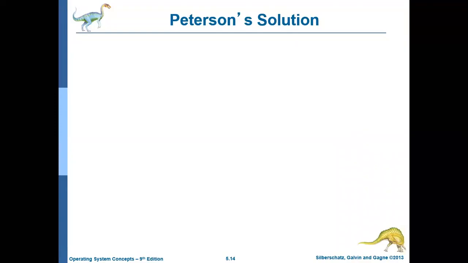So last class we discussed that any solution to the critical section problem should have three characteristics. That is, the solution should ensure mutual exclusion: if one process is in its critical section, then no other process should be allowed to enter its critical section. And the second characteristic is progress. That is, no process should be infinitely waiting to enter the critical section.